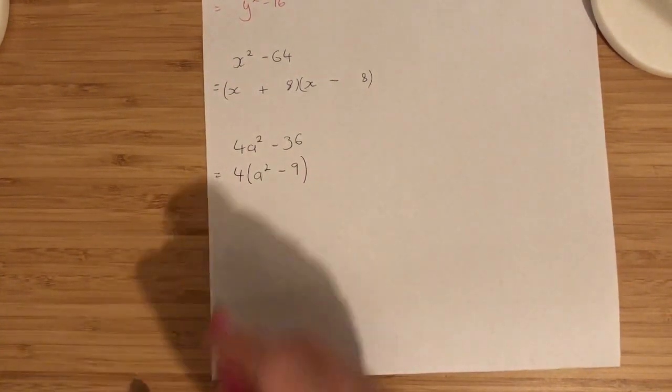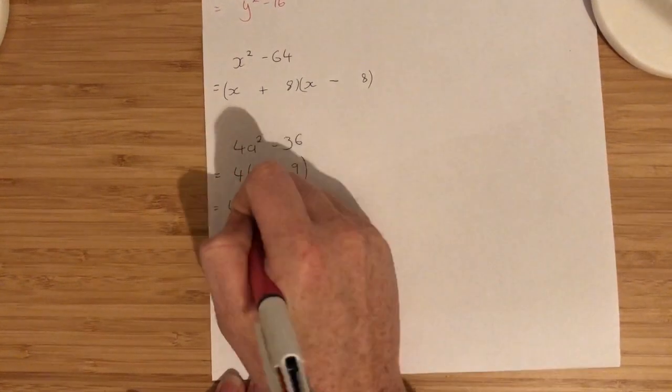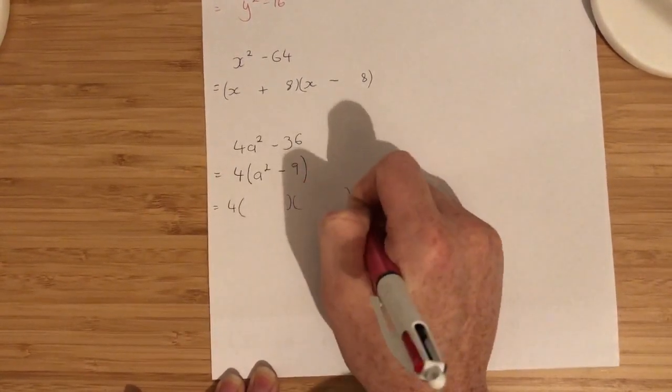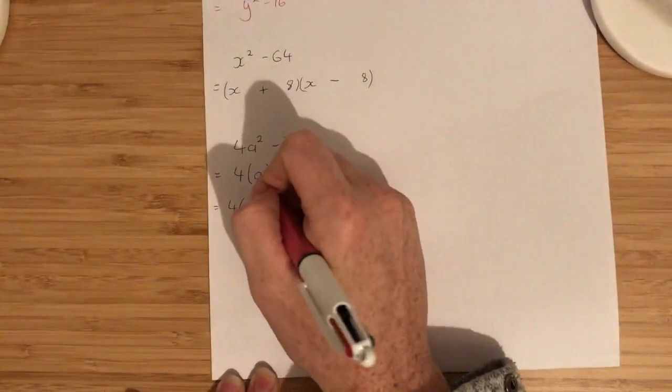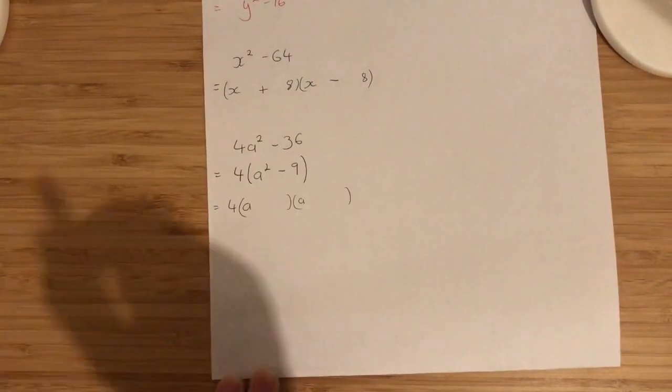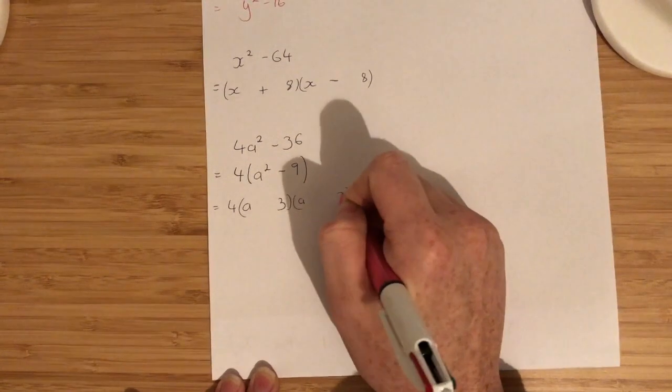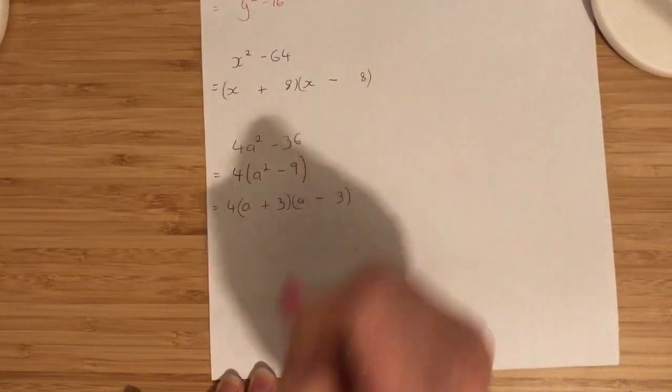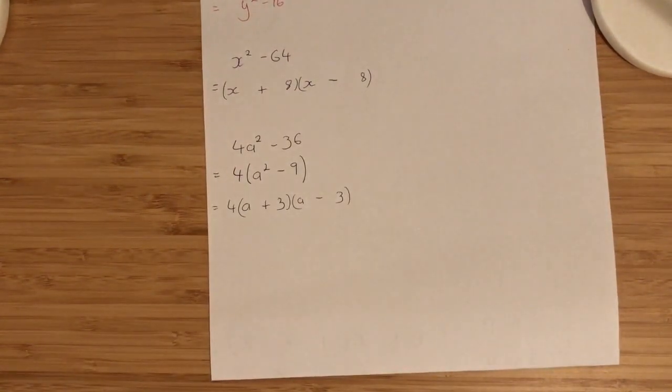So now we have 4 taken out, but inside this bracket we have a squared minus 9, which there is our difference of two squares. So equals, double bracket for your difference of two squares, square root of a, so a goes in to the first term, square root of 9 is 3, and then plus and minus. And that is you factorised that term.